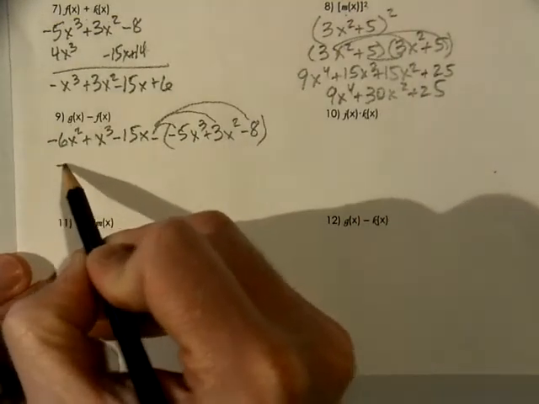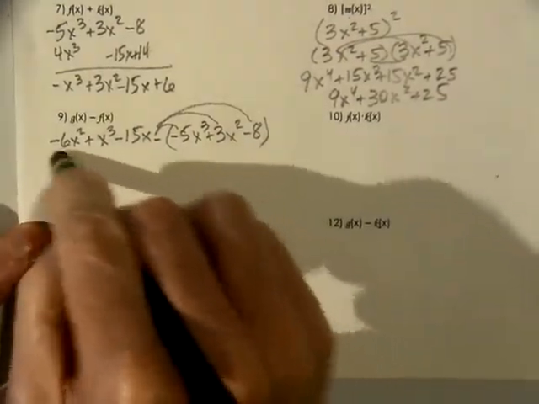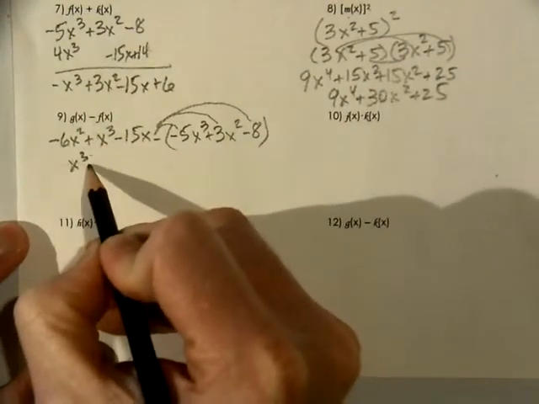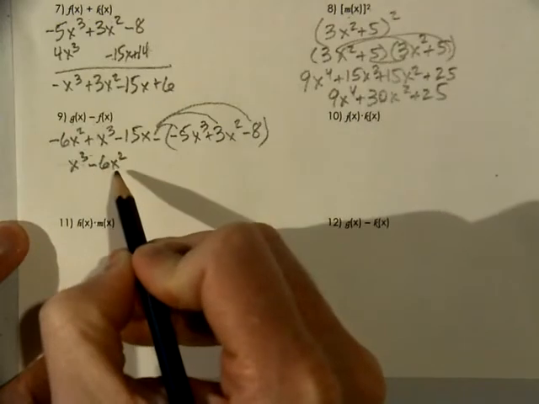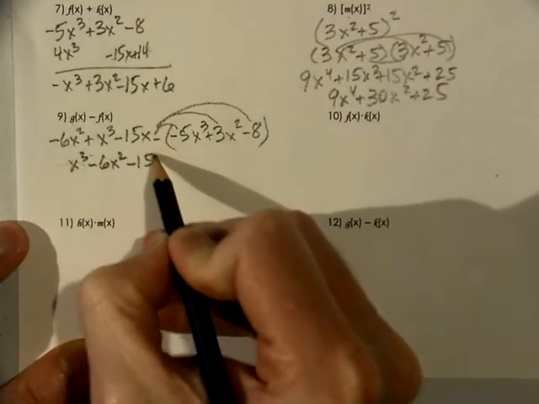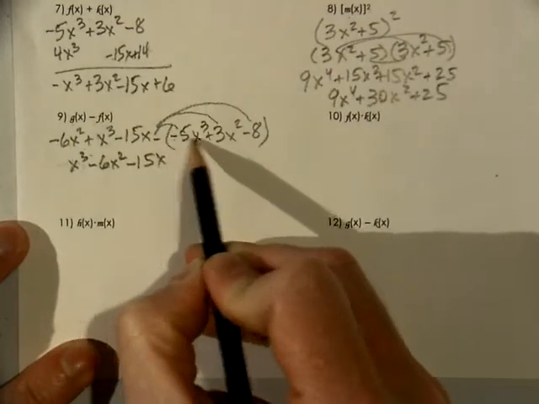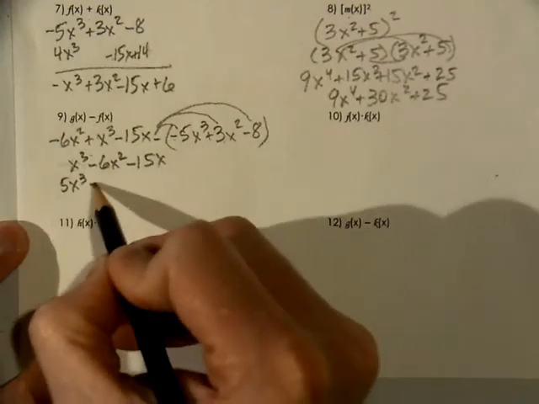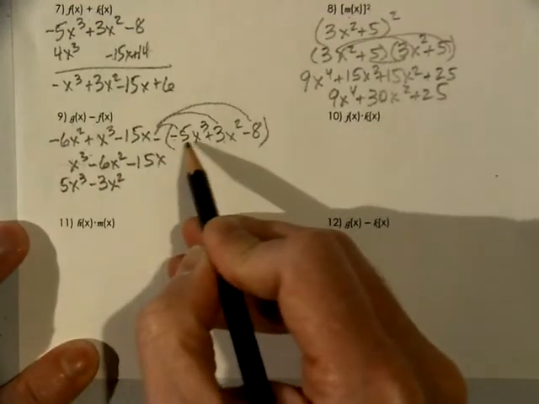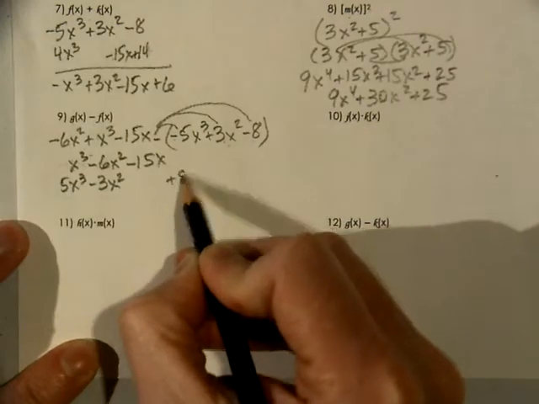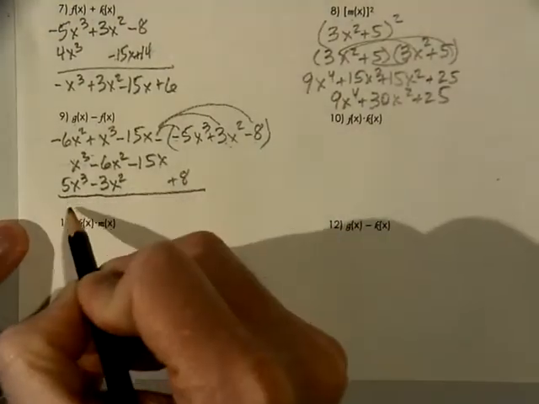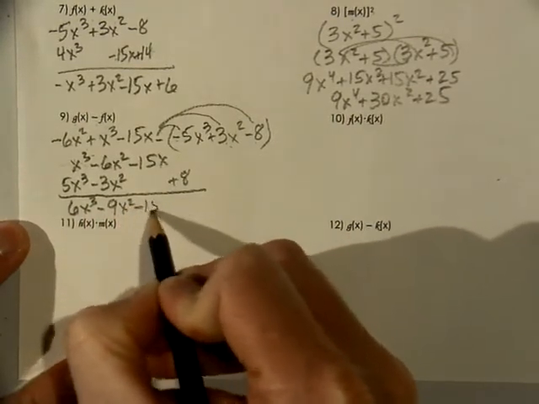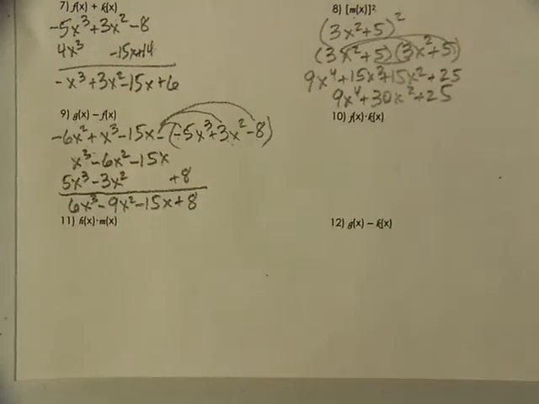So we're going to have negative 6. Let's see, let's put this in order just to help organization here. We have x cubed, the largest exponent, then negative 6x squared, and negative 15x. Then we're going to have a positive 5 x cubed and negative 3x squared and a positive 8. So this is 6x cubed minus 9x squared minus 15x plus 8.